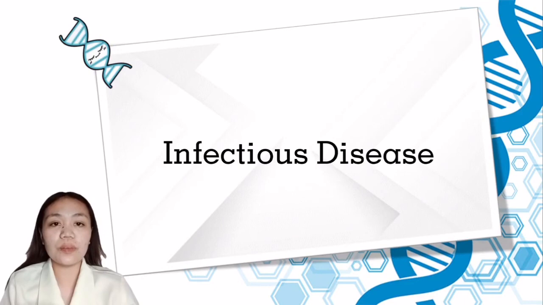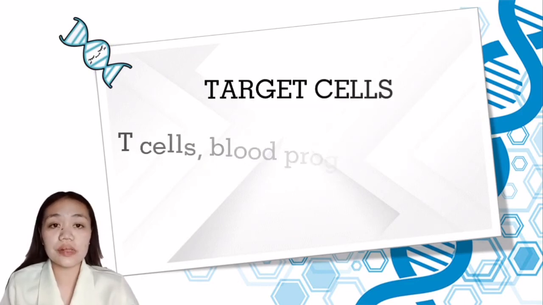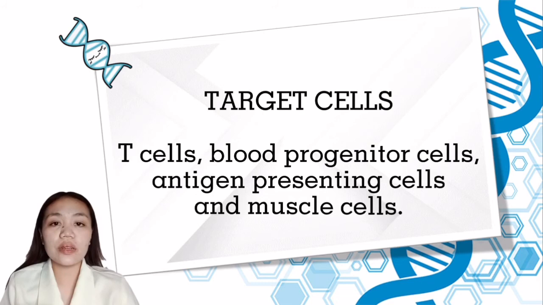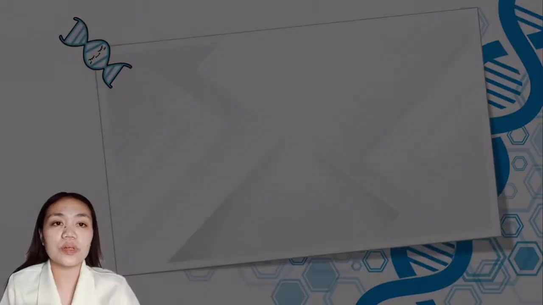Next is infectious disease, and the target cells are T cells, blood progenitor cells, antigen-presenting cells, and muscle cells. Infectious diseases are disorders caused by organisms such as bacteria, viruses, fungi, or parasites. Many organisms live in our bodies. They are normally harmless or even helpful, but under certain conditions, some organisms may cause disease. Some infectious diseases can be passed from person to person.